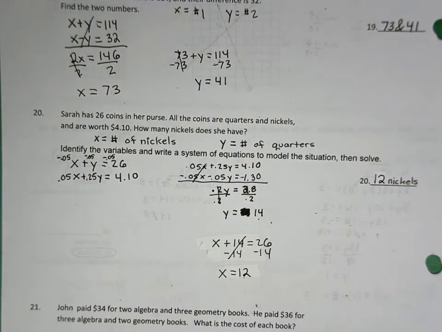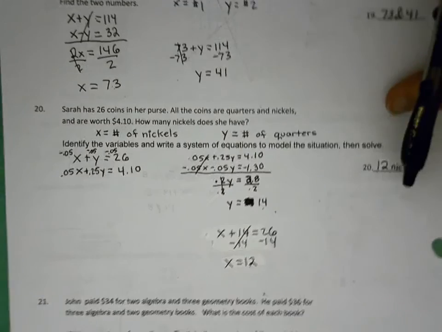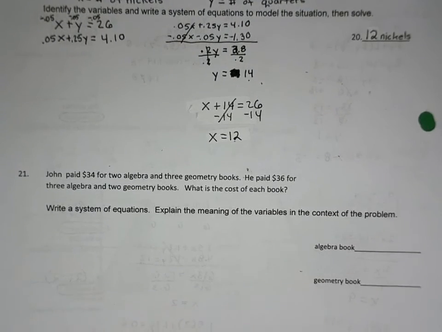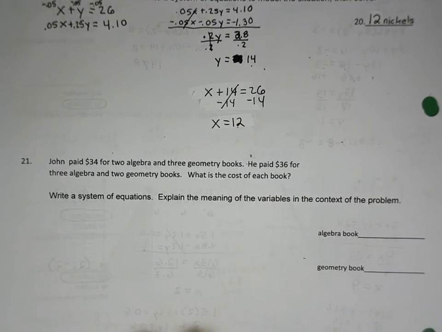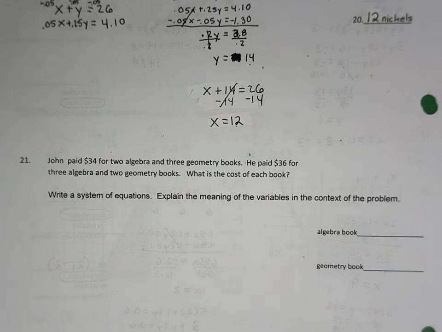Okay, so now we're going to move on to that next one, which is number 21 here. Number 21 says, John paid $34 for 2 algebra and 3 geometry books. He paid $36 for 3 algebra and 2 geometry books. What is the cost of each book?